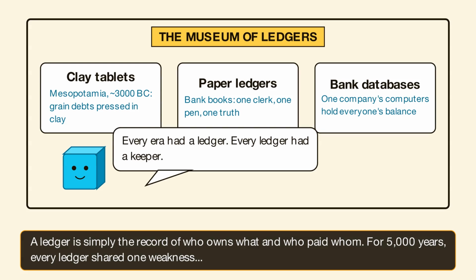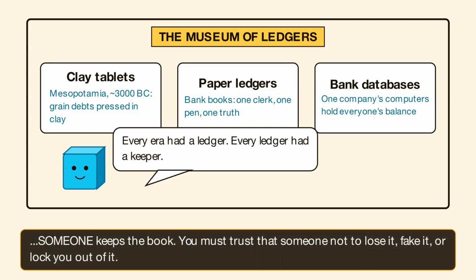A ledger is simply the record of who owns what and who paid whom. For 5,000 years, every ledger shared one weakness. Someone keeps the book. You must trust that someone not to lose it, fake it, or lock you out of it.